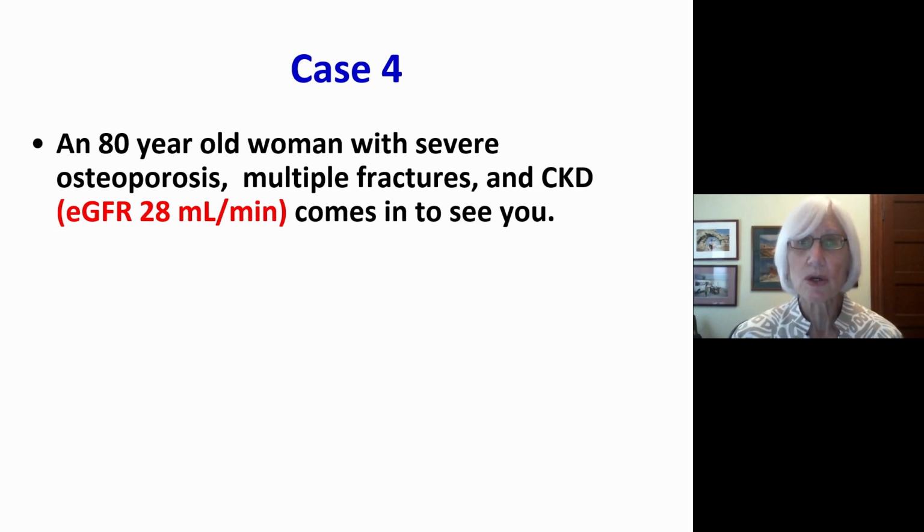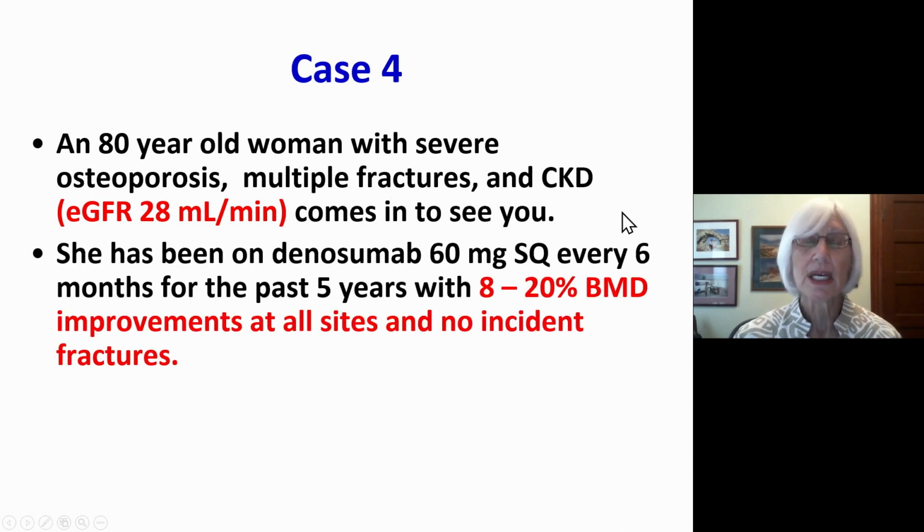This is an 80-year-old woman with severe osteoporosis, multiple fractures, and CKD with an estimated GFR of 28 mL per minute, who comes in to see you. She's been on denosumab 60 milligrams sub-Q every 6 months for the past 5 years. She has done fabulously well. She's gained 8 to 20% on the bone density at all sites. She's had no more fractures. She's really done well on this.